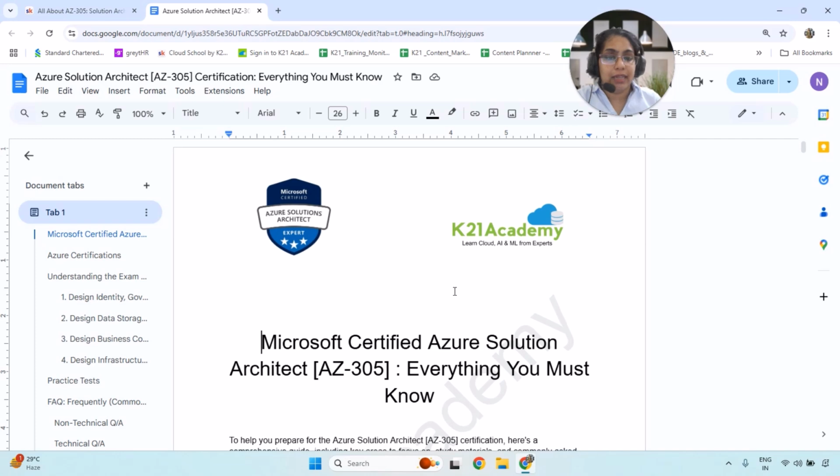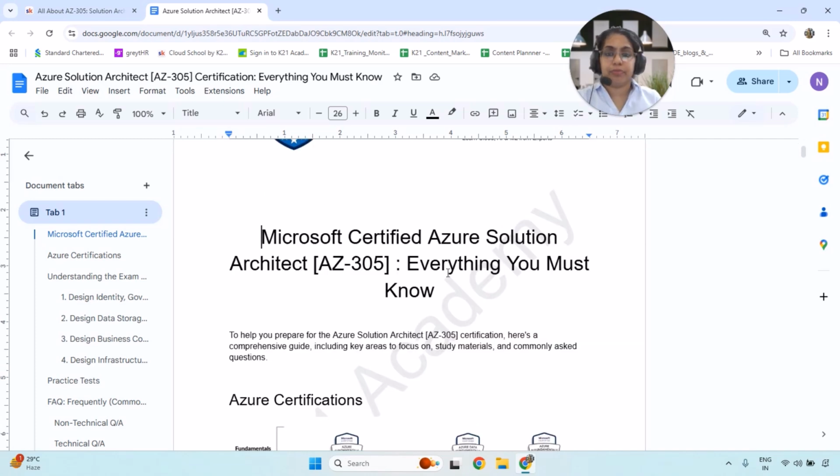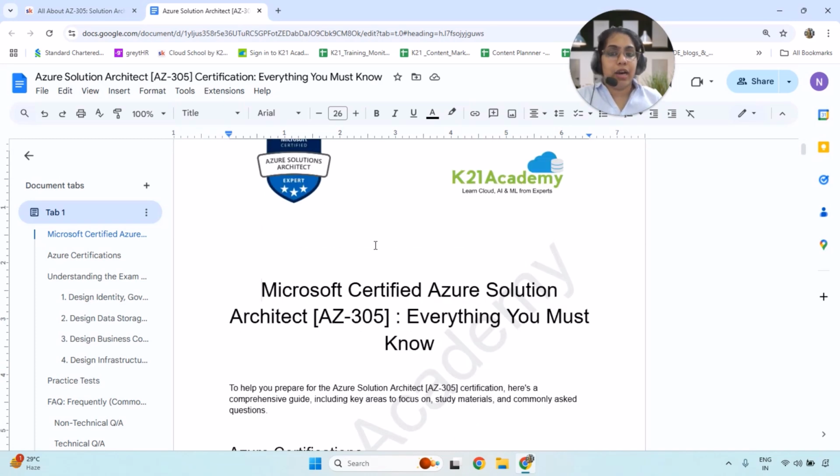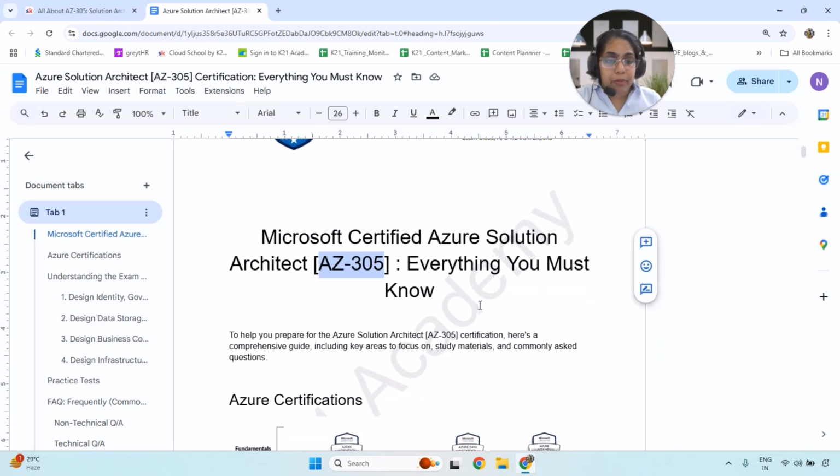So as I said, if you are appearing for the AZ-305 certification, you get a title, which is Azure Solution Architect. You become a Microsoft Certified Azure Solution Architect if you go for this particular certification. This is one of the main things. So let's dive in and understand everything you must know before going for the certification.